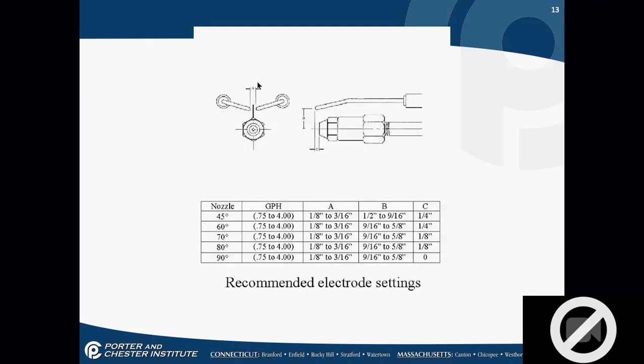You have three basic adjustments. A is the distance between the two points. Okay? It's a very small measurement. It's all based on the nozzle degree and how many gallons of oil per hour we put in. Very small adjustment. An eighth of an inch and a 16th of an inch is not that much.